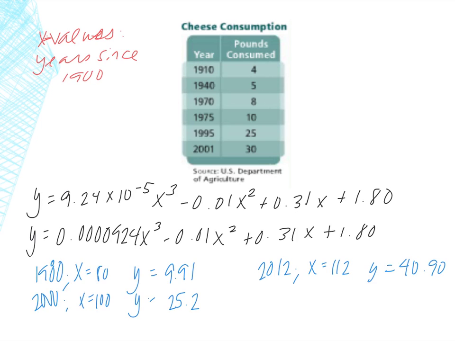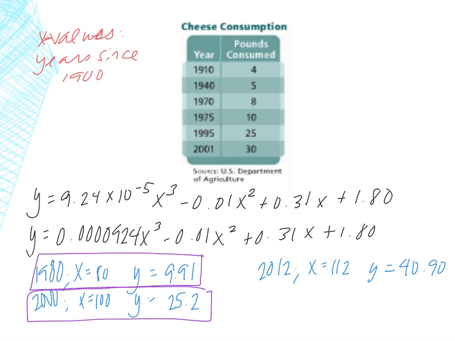Now, which ones am I most confident about? Which numbers am I least confident about? We should be most confident about numbers that are interpolated, numbers that are within the data set. So for 1980, we should feel pretty confident. Even 2000, we can feel pretty confident about. But this 2012, we can't be as confident because it's not found within our data.